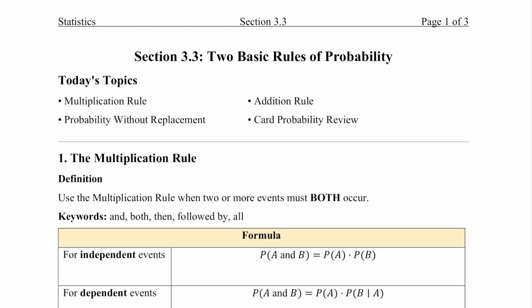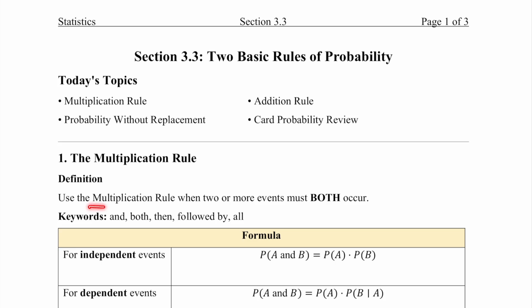What is the probability of selecting three defective phones in a row? What is the probability of drawing two red marbles from a jar? Questions like these all have something in common. They require more than one event to occur. That's exactly where the multiplication rule comes in. Before we start calculating probabilities, let's first talk about when this rule should be used.